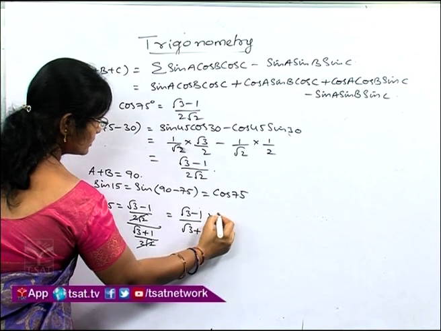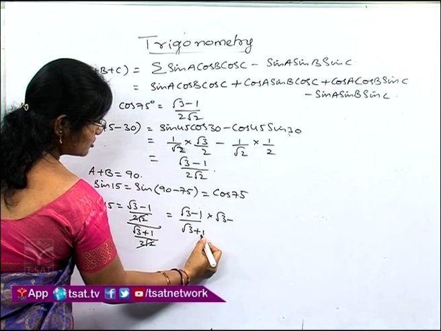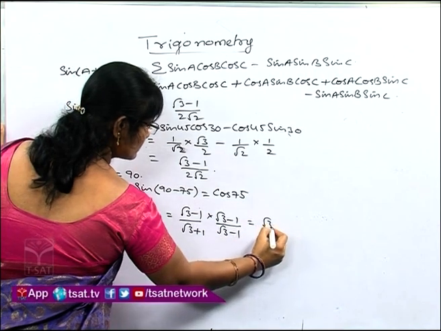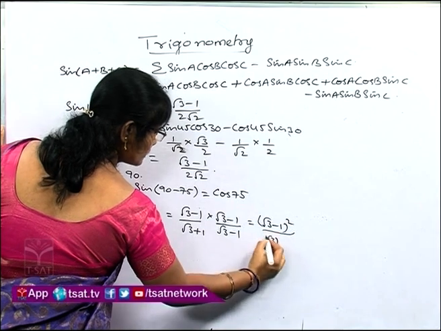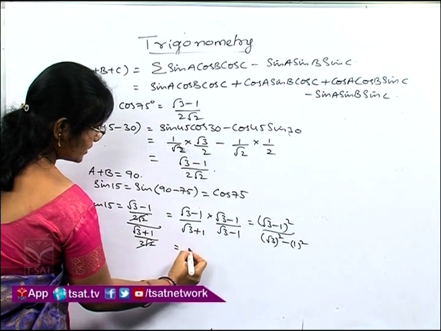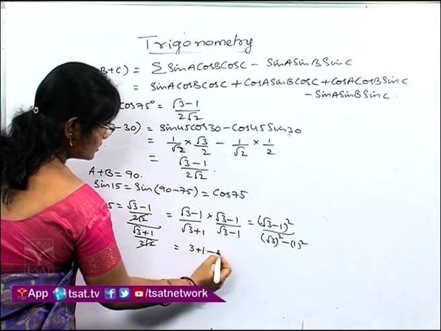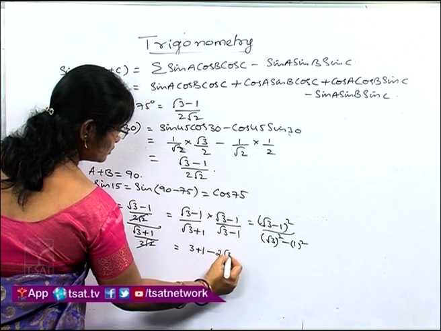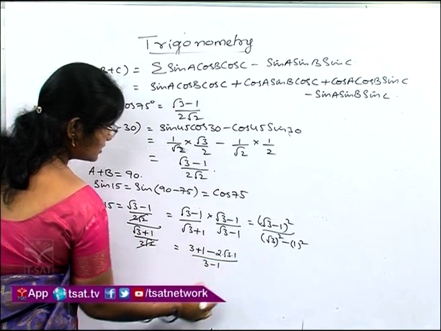Here we will rationalize, children, with the denominator's rationalizing factor. The denominator is root 3 plus 1, so the rationalizing factor is root 3 minus 1. So, multiply and divide by root 3 minus 1, which gives root 3 minus 1 whole square by a square minus b square. So, root 3 square minus 1 square. The numerator is a minus b whole square, children: root 3 whole square means 3, plus b square is 1, minus 2ab. 2ab is 2 into root 3 into 1. The denominator: root 3 square is again 3, 3 minus 1 is 2.